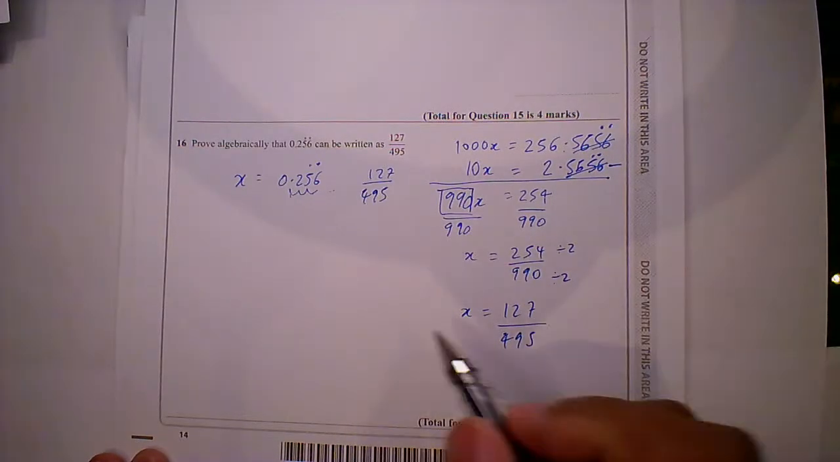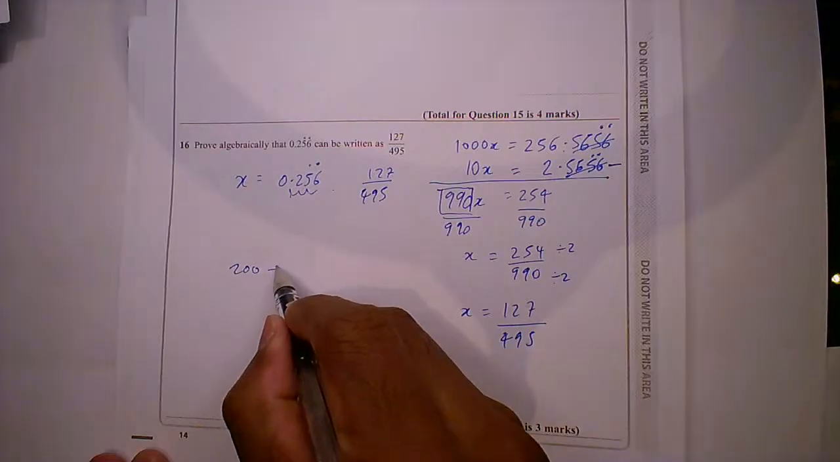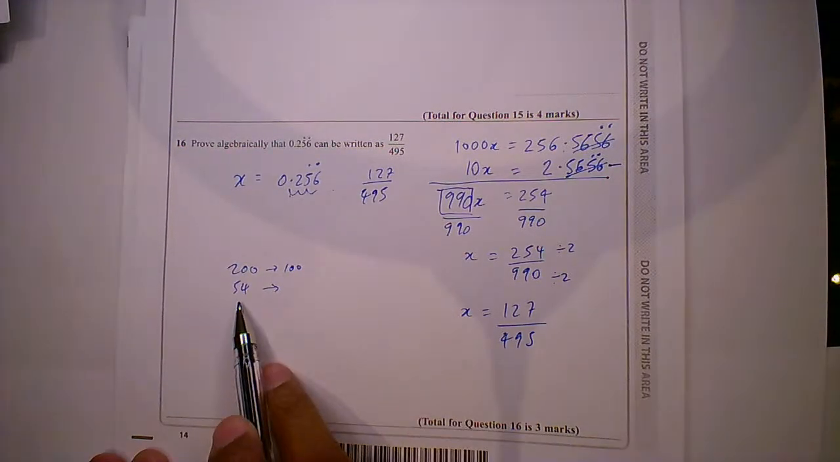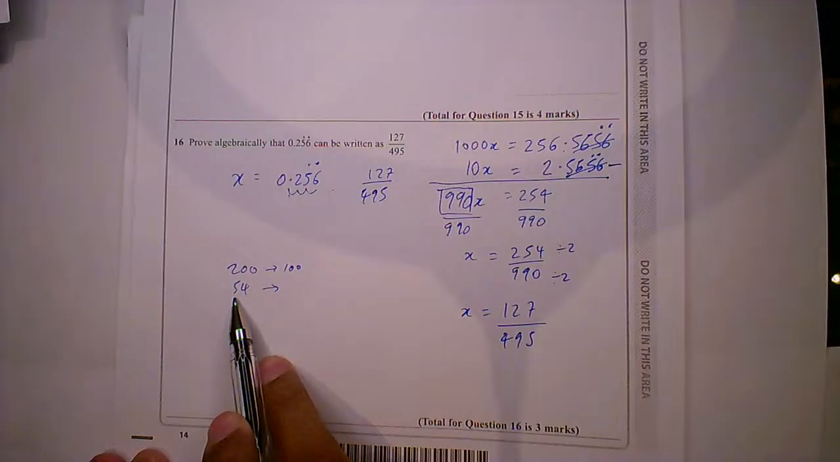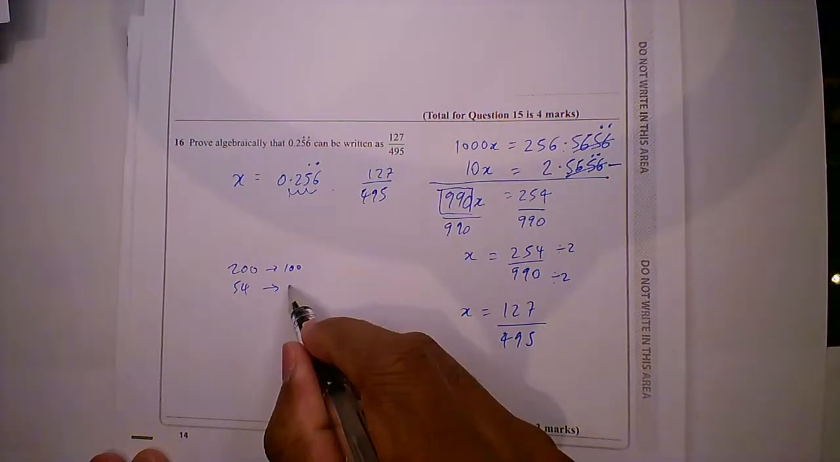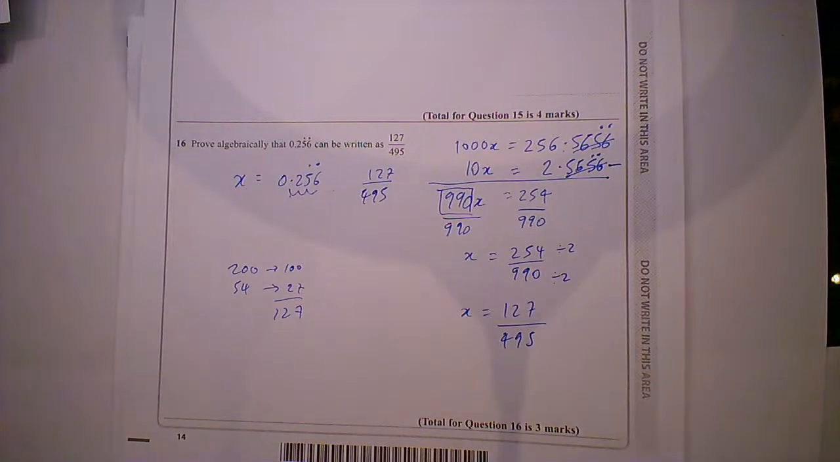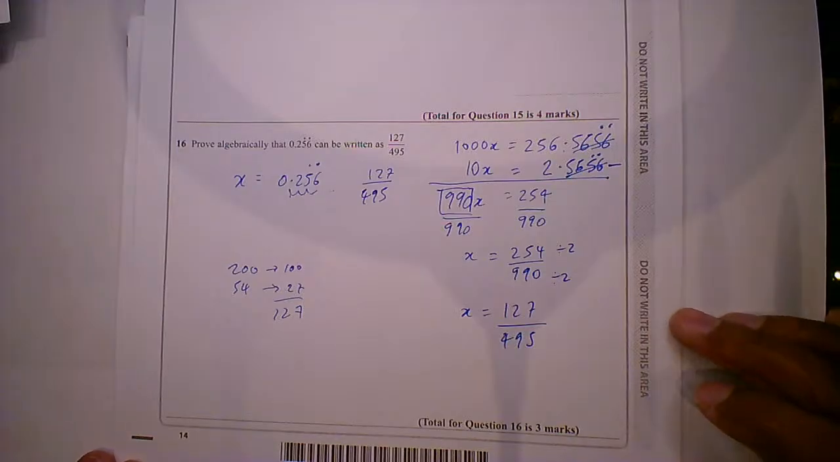Half of 200 is 100. Half of 54 is 27. Half of 50 is 25. Half of 4 is 2. Add them together is 27. That's 127. Okay, I'm not going to waste any time doing the same thing with the next one. And you can see it's coming up all the time. All right, well done if you got that answer.